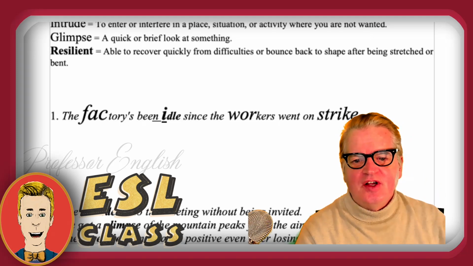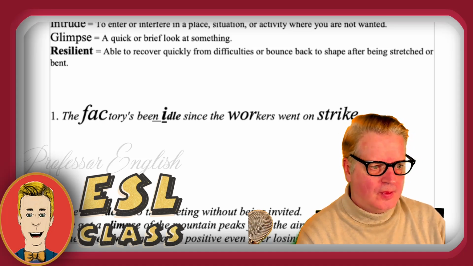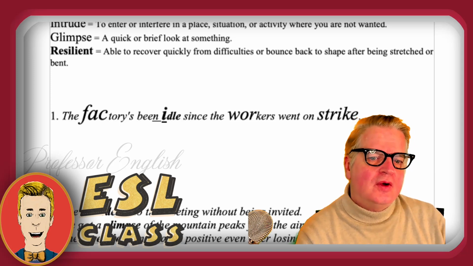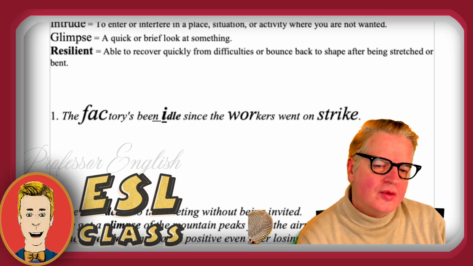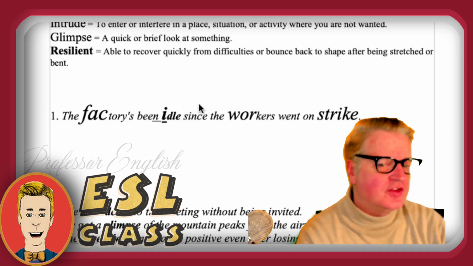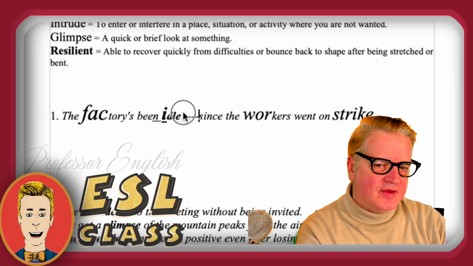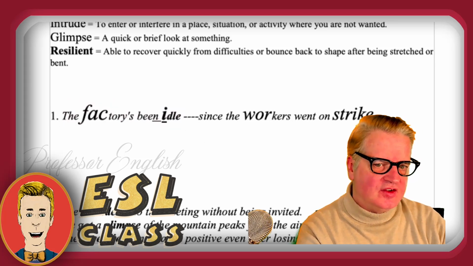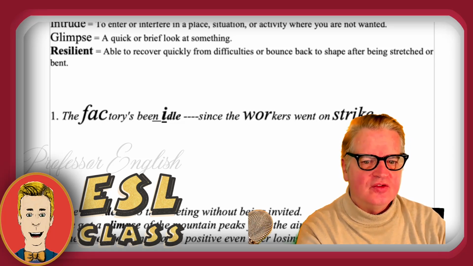Okay, Mohammed, how many phrases can we divide this sentence into? Two. What are the two phrases? The first one will end at idle. Okay, so the first phrase ends at idle. Now in the first phrase, the factory's been idle, how would you like that to sound? Would you like that to sound serious, or would you like that to sound nice and light and friendly?